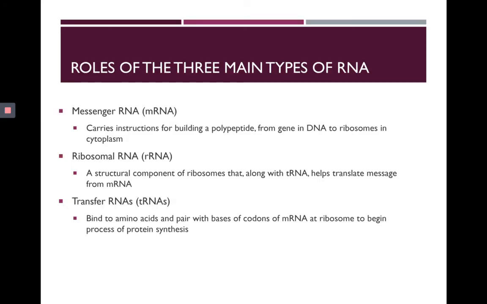If you also want to know the roles of the three main types of RNA, you have them here. Messenger RNA is a messenger. It's going to bring the instructions from DNA, from reading a gene, to ribosomes in the cytoplasm. rRNA is a structural component of ribosomes, hence it being called rRNA, which stands for ribosomal RNA, and it's going to work along with tRNA to translate the information brought to the ribosome from mRNA. And then transfer RNA is going to bind to amino acids and bring them to the ribosome in order to put the amino acids in the right order based on the reading of mRNA.